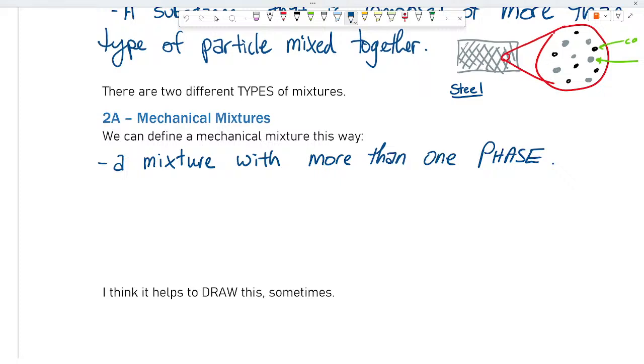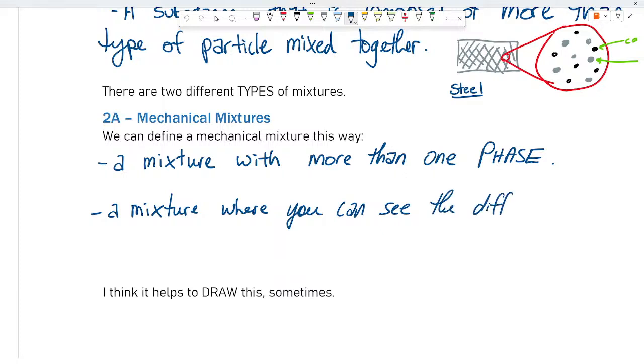All right. And then there's a less technical definition, where we can say a mixture where you can see the different parts. Those are actually the same definition, but I think the second one's a lot easier to understand. Is it like wood? Yeah, wood is a mixture of so many different things. Wood is a living thing, well, it's dead now, but it was living. It has cells. There's so much stuff going on in wood, it's crazy.